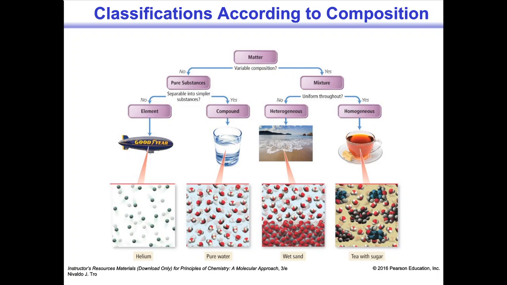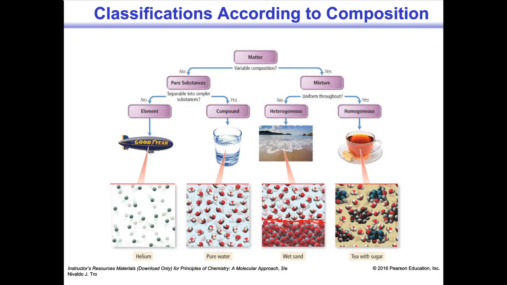So an example of a heterogeneous mixture would be something like a beach, or a glass of sand and water put together. The important thing here is you can actually define the difference between the sand and the water. So that would be a heterogeneous mixture, meaning they're in different phases. I could draw a line here. If I was to ask you, show me where the sand is and show me where the water is, you could easily show me.